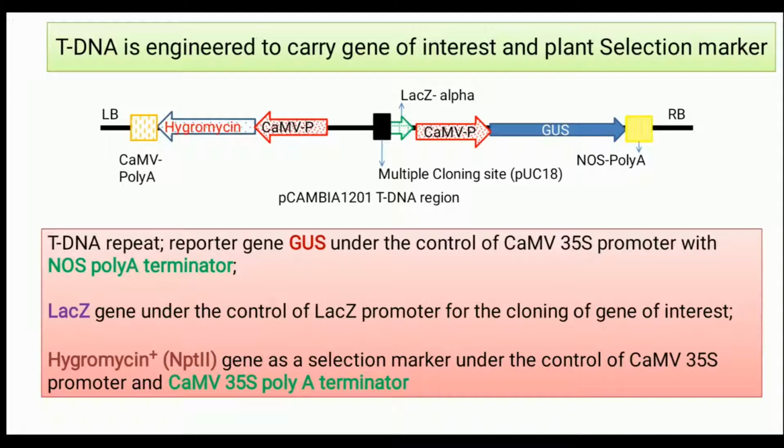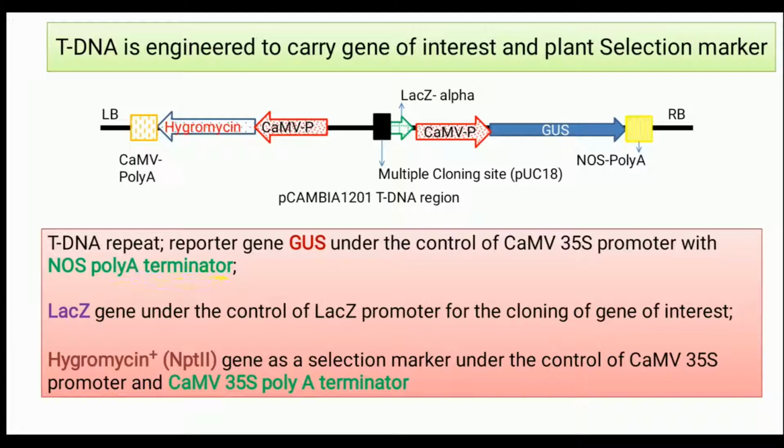And to study the scorable expression, again a cauliflower mosaic virus promoter followed by GUS and the NOS poly A terminator sequence will be present. Here hygromycin acts as a selection marker for the callus, and GUS will help us to see the expression pattern of the transgene inside the plant cells.